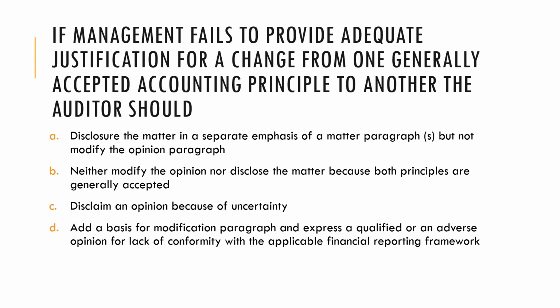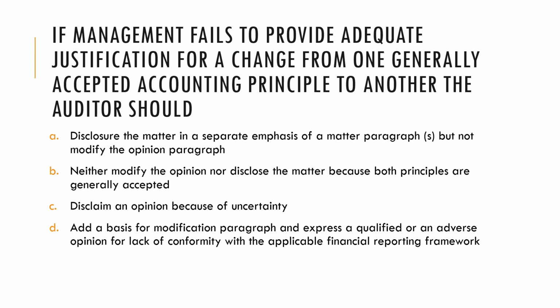Next question. If management fails to provide adequate justification for a change from one generally accepted accounting principle to another, meaning from one GAAP to another GAAP, however, management has failed to provide adequate justification for the change. So the auditor is not satisfied with management's reason for changing from one standard to another, from one principle to another. So what should the auditor do?